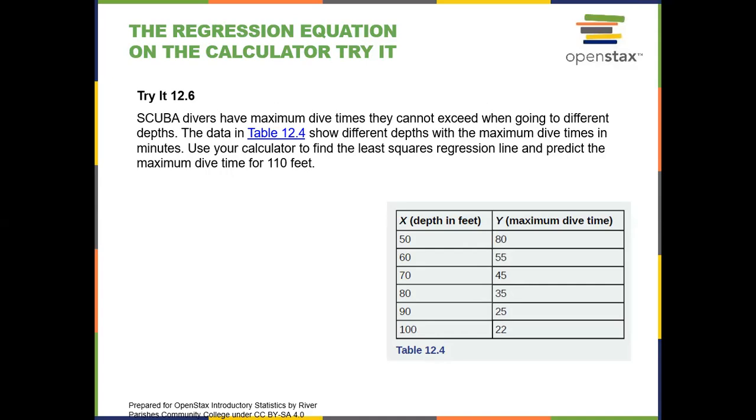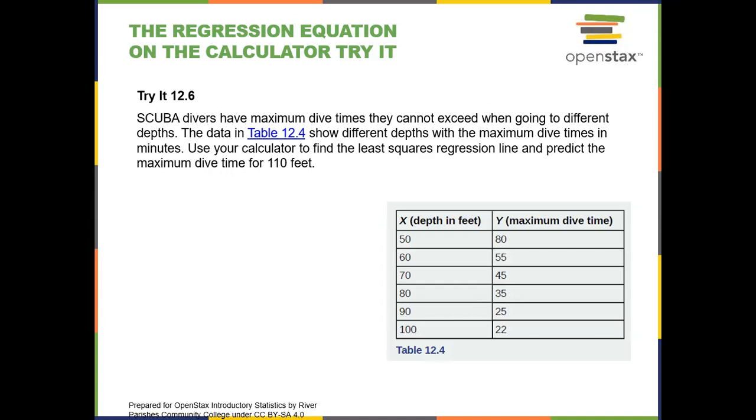Okay, so first thing is second, then the plus button on the bottom right corner on top of the enter button. Then number 4, clear all lists, done. Then stat 1. In L1, I'm going to type in the x values: 50, then 60, then 70, then 80, then 90, and then 100.